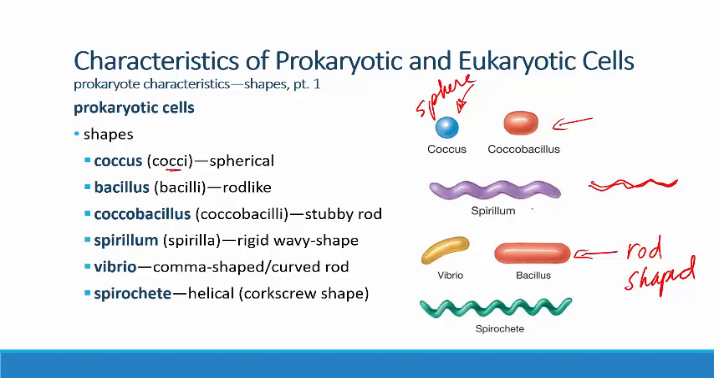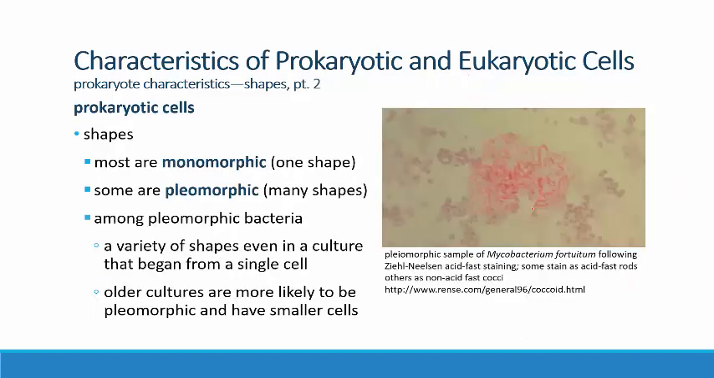And then last of all are the spirochetes. Spirochetes are helical, so they are like a corkscrew is the shape that they have, versus the spirillum, which is just a wavy shape. Okay, so 6 different shapes. These aren't the only shapes. There are more, but these are the most common shapes that we see amongst the prokaryotic cells.